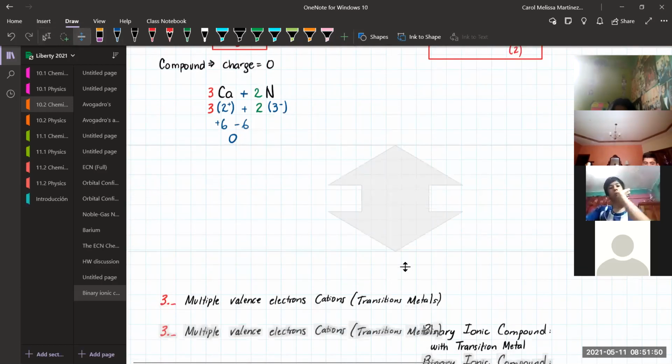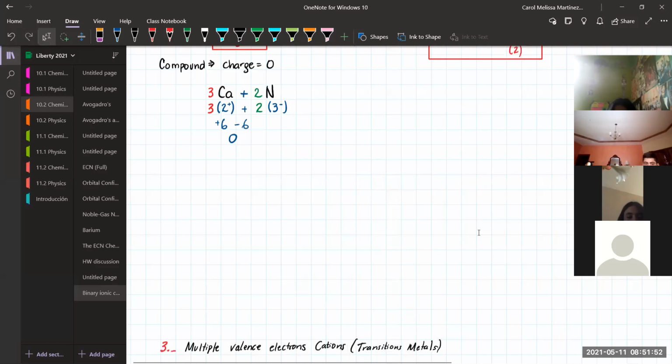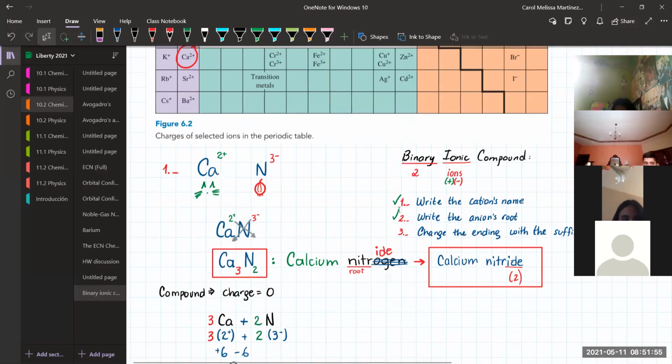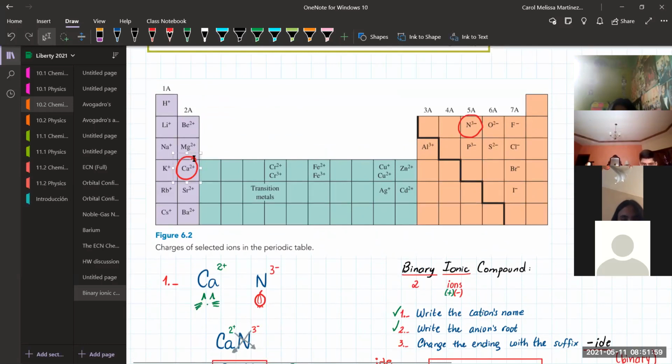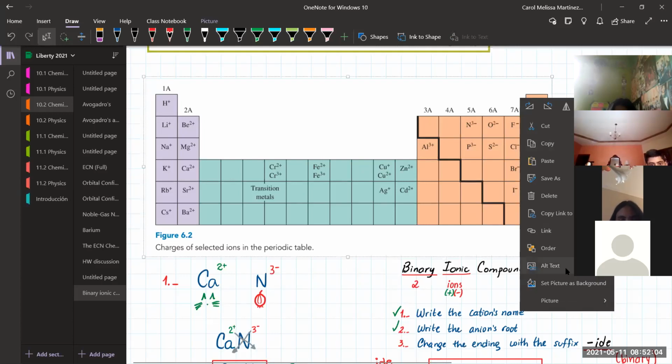I'm going to solve another example. I don't know if you have any doubt on this first exercise. If you have any doubt, this is the time where you can ask me.